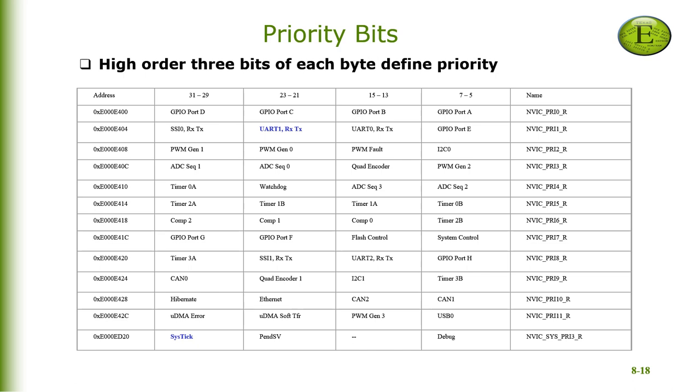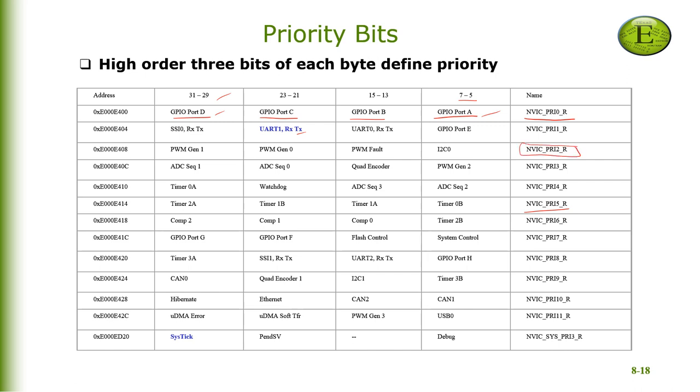Speaking about setting the priority of the interrupt source, we note that a single priority register, such as NVIC priority register number 0, needs to be referenced for setting the priority levels of different interrupt sources. It holds bits 5 through 7 for configuring the priority levels of GPIO port A, and bits 29 to 31 for the priority levels of GPIO port D, and so on. This way you can set the priority levels of all different sources of interrupts by referencing the proper NVIC priority register. So keep that register in mind as well.